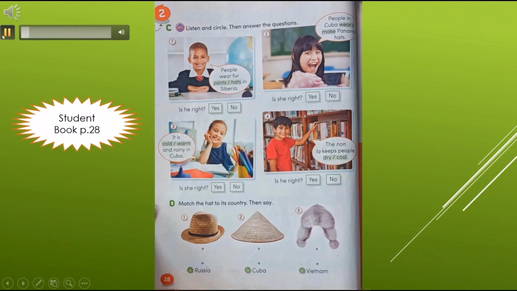C. Listen and circle. Then answer the questions. Number 1. People wear fur hats in Siberia. Number 2. People in Cuba wear Panama hats. Number 3. It is cold and rainy in Cuba. Number 4. The nonla keeps people cool.